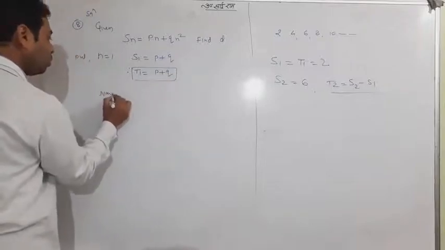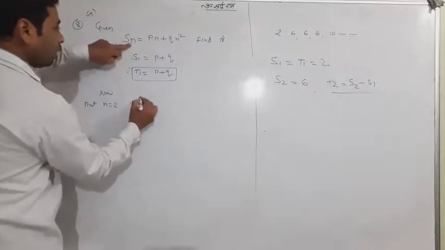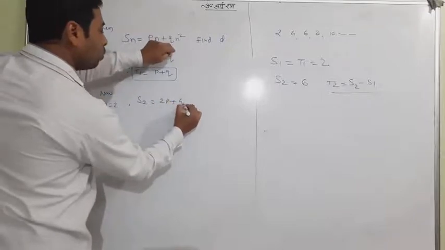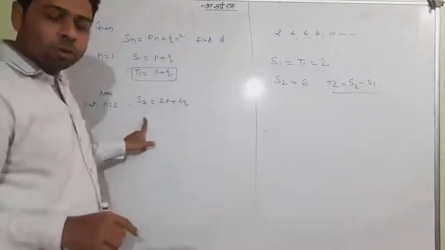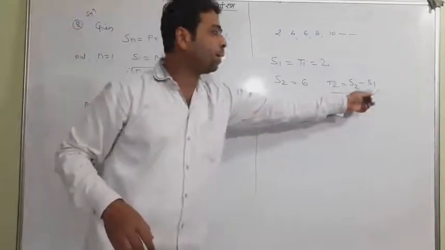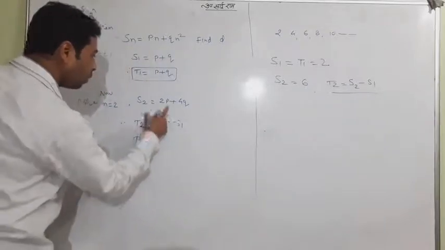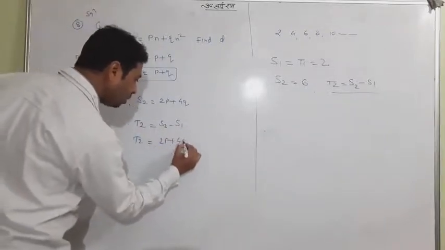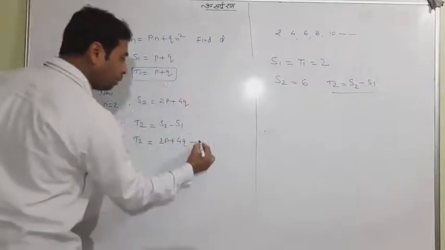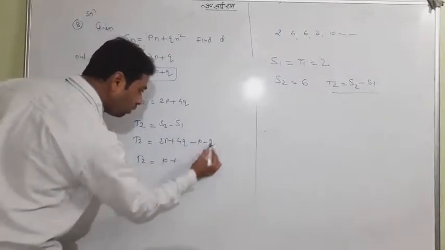Now put n equal to 2, the sum of two terms. Look: 2P plus 2 twos are 4Q. This is S2. So how can you find T2? I taught you that T2 is S2 minus S1. So T2 is equal to S2, the sum of two terms, minus the sum of one term. And the sign will change because of the minus sign, P minus Q. So your T2 will be 2P minus P, and 4Q minus Q is 3Q.